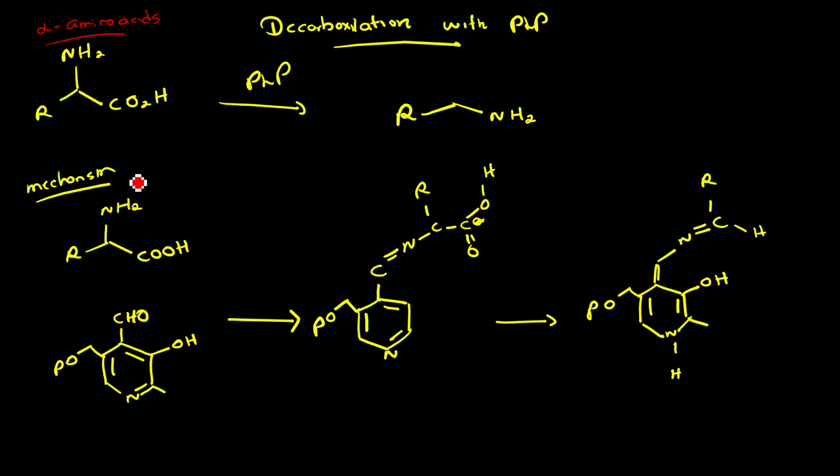So let's talk about the mechanism. This is not a much complicated mechanism, but there are a few points which you need to focus on. So let's dive into the mechanism. Okay, first we have two molecules. So let me take another color. Okay, that's good. So here we have our alpha amino acid and here we have our PLP.